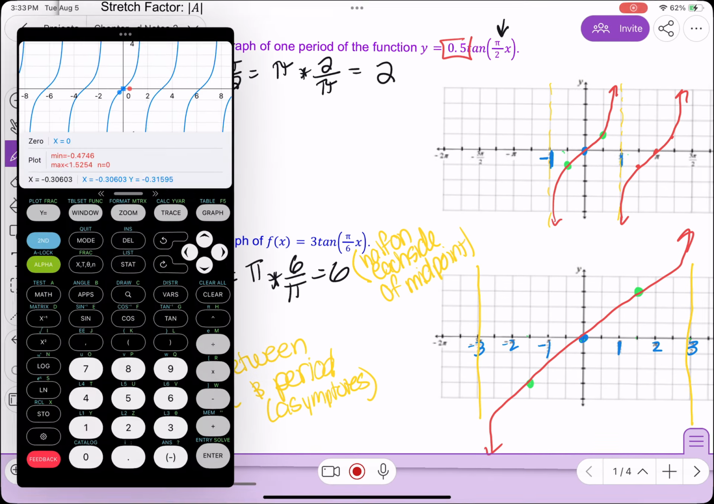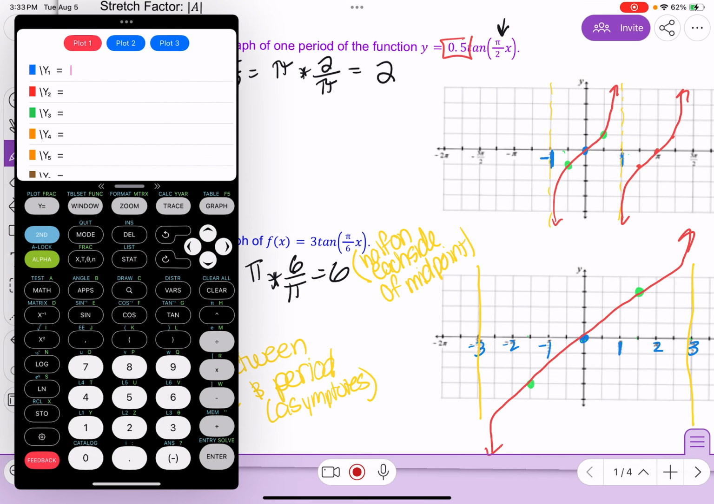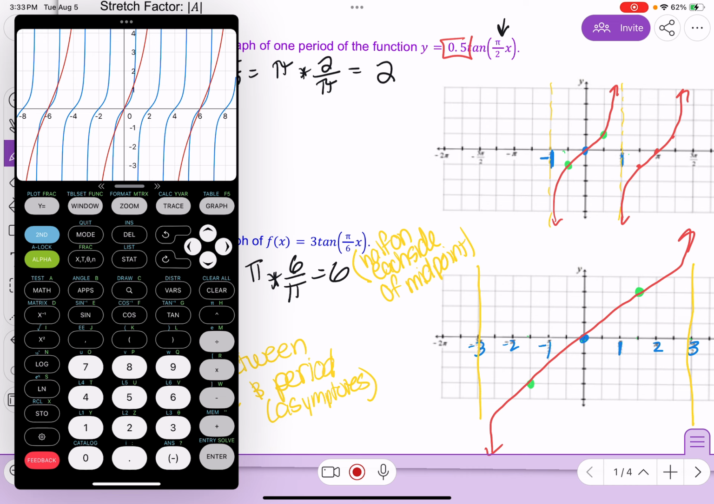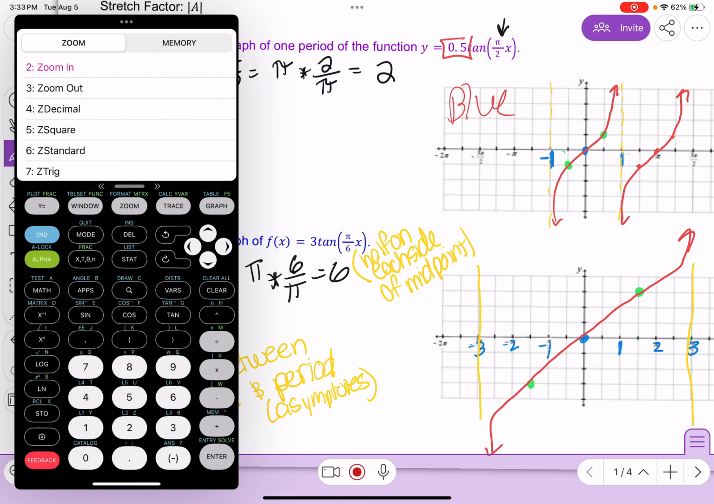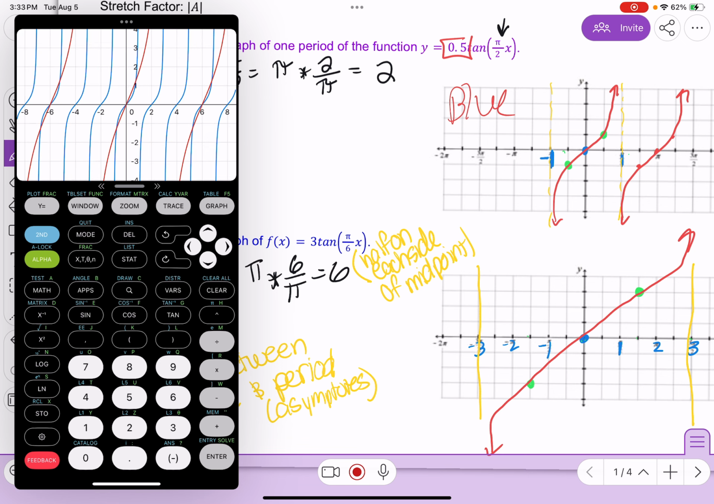You also could do those on the calculator. So if I did that first one, 0.5 tan of pi over 2 times x, and then 3 tan of pi over 6 times x. The blue one is going to be this up here. This is the blue one. And then the red one, zoom trig, yeah, is that, I think.